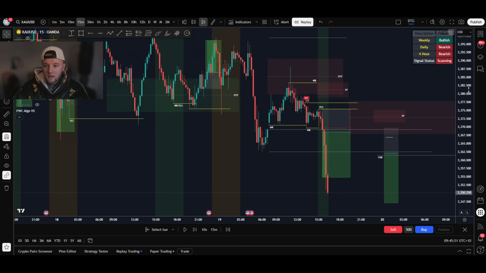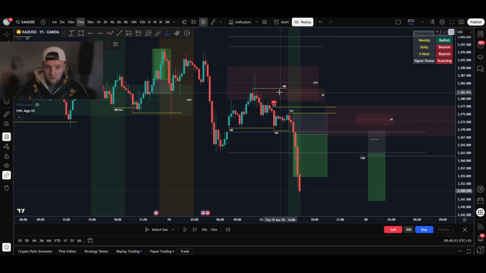Then we flip back bearish, and what happens here? We get, again, during the new trading day, we get retracements into the DTF, right? A key level that we're looking for price to retrace into, we reject. There's also a 4-hour inside bar, which we grab liquidity from, and we start selling off.